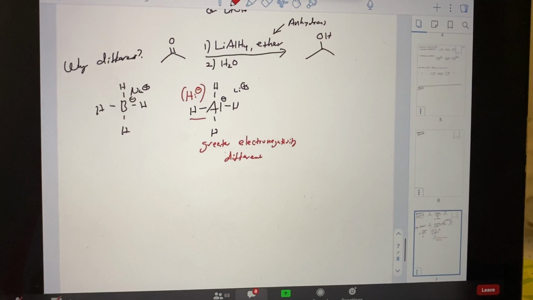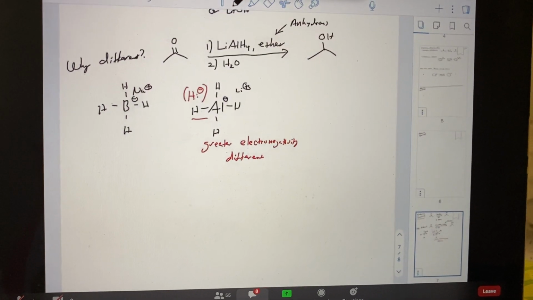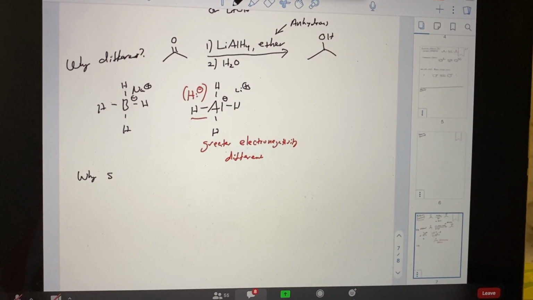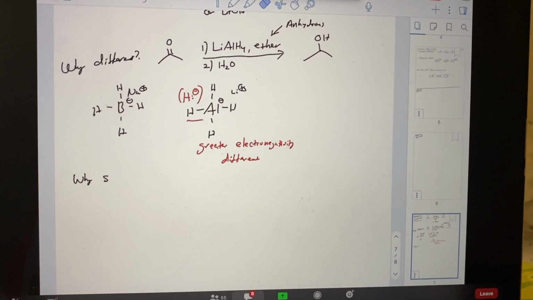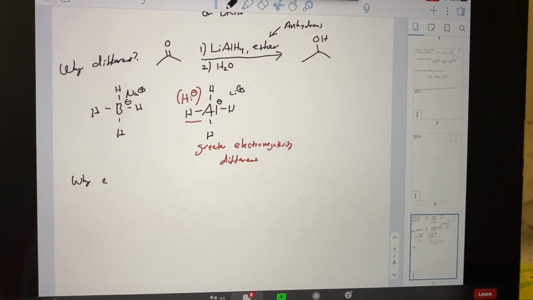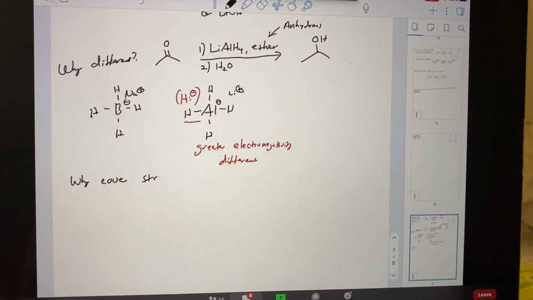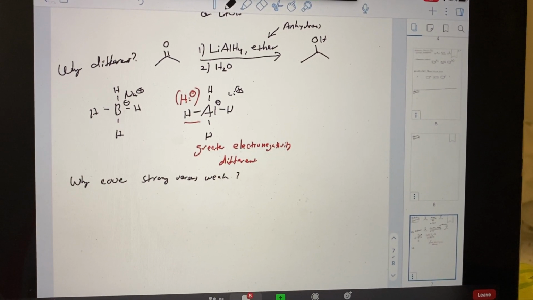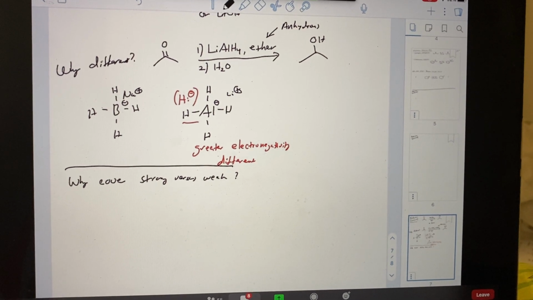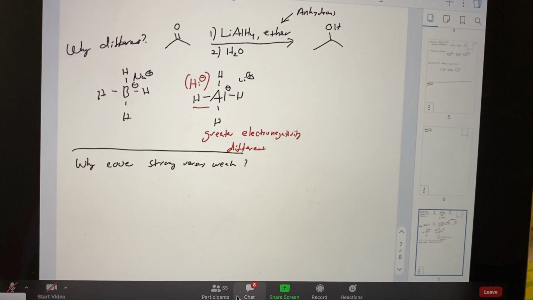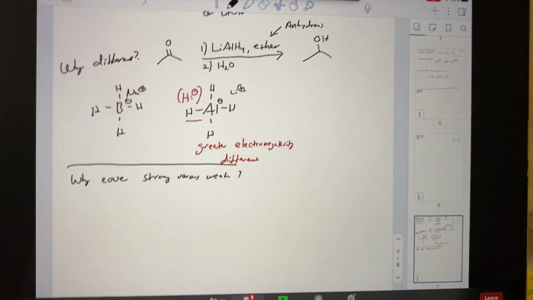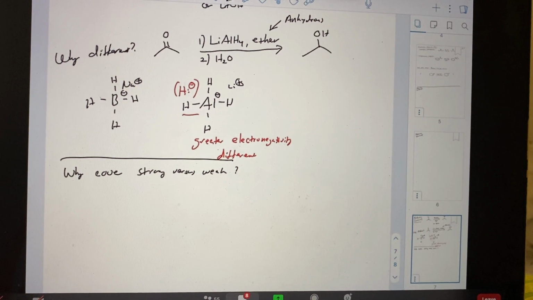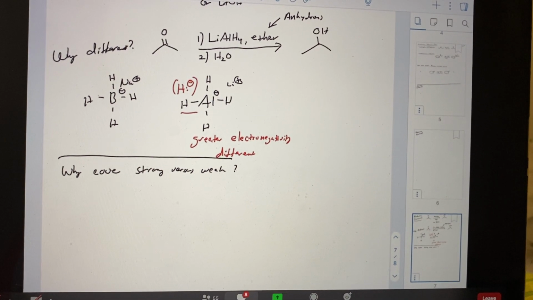The last part with these reducing agents is, why do we really need strong versus weak? And this is one of those cases. Now, just like with the oxidizing agents, we had a choice sometimes with the primary alcohol. Do we use PCC or do we use the Jones reagent? We're going to see a similar situation here with these reducing agents. And so there's going to be more choices that we have to make.